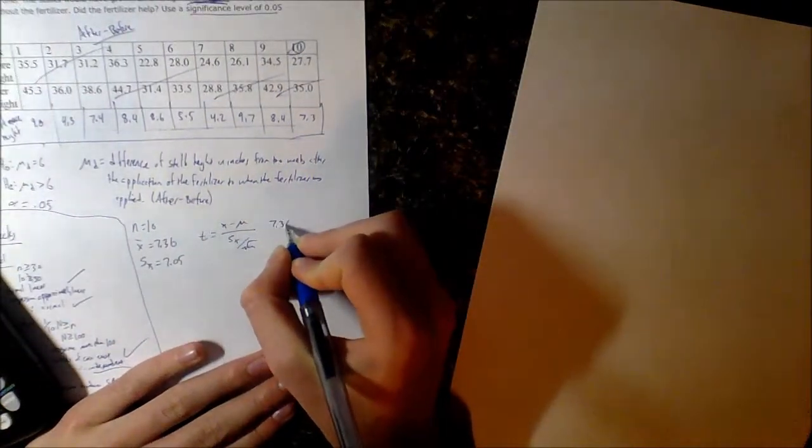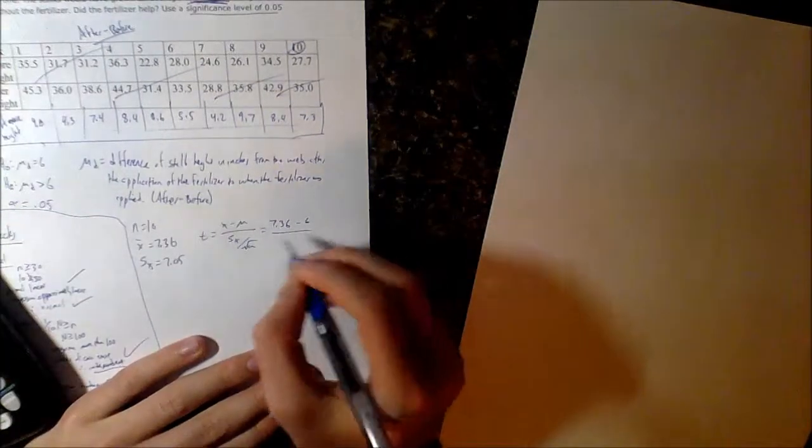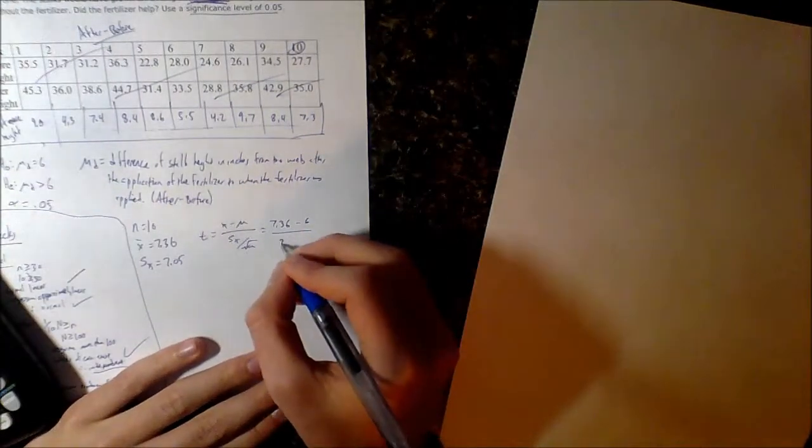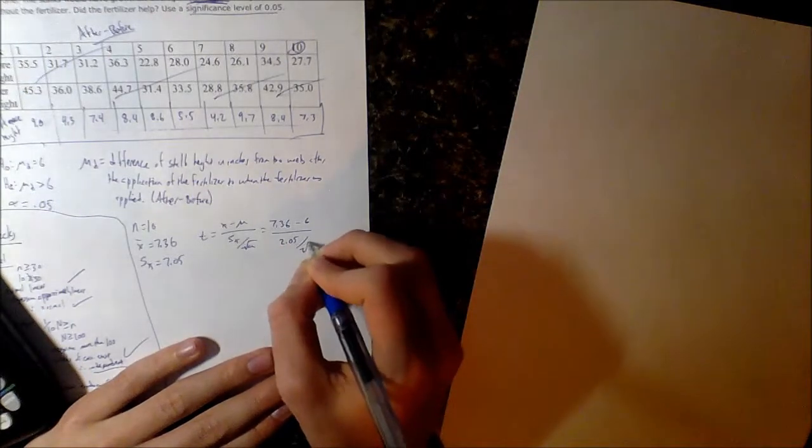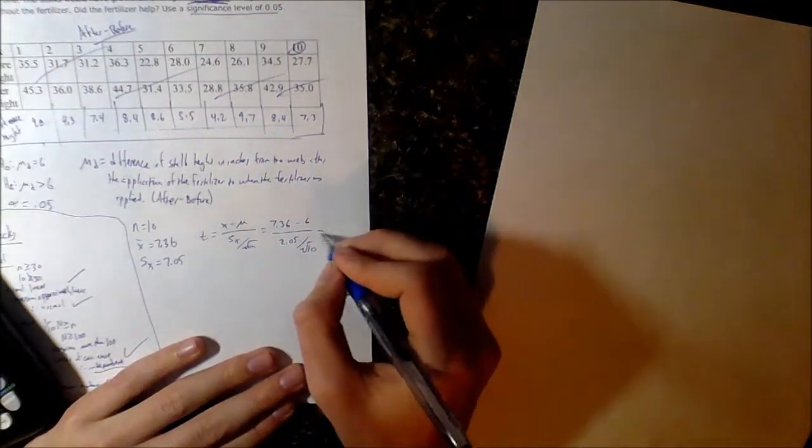Plug in some numbers. We're given that right here. So we have 7.36 minus 6 from here, over 2.05 over root 10. And if you plug this right into our calculator, 7.36 minus 6, divided by 2.05 over root 10, you're given a t-score of 2.09.